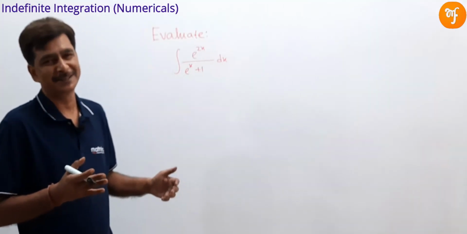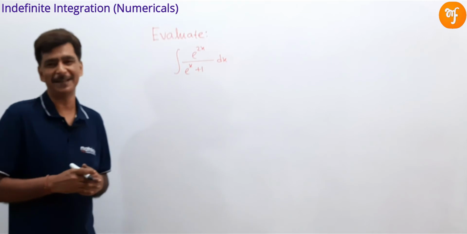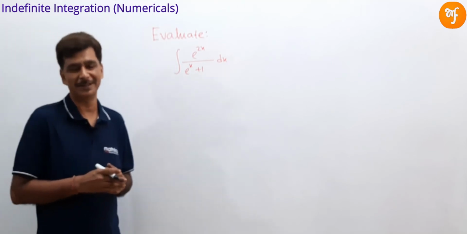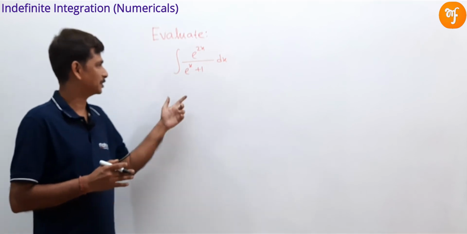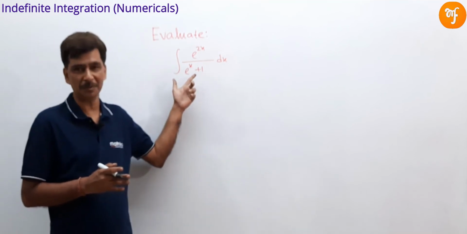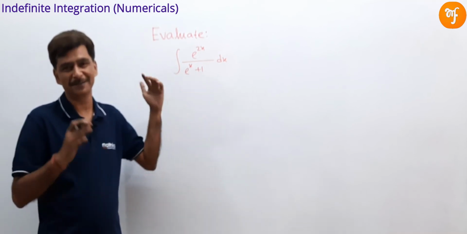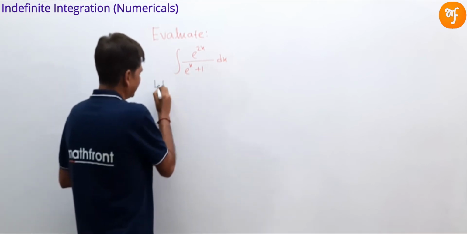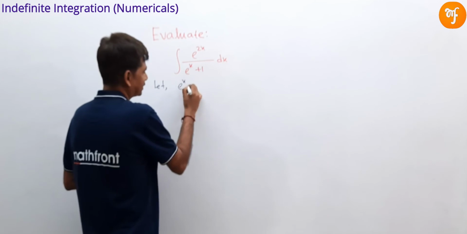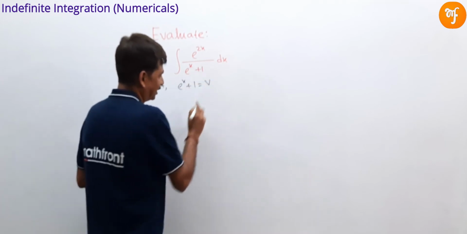So, friends, let us come to another question, that is the integration of e to the power 2x divided by e to the power x plus 1 dx. Now, to solve this numerical, we will first assume the denominator e to the power x plus 1 as v. Okay. So, let e to the power x plus 1 be equal to v.